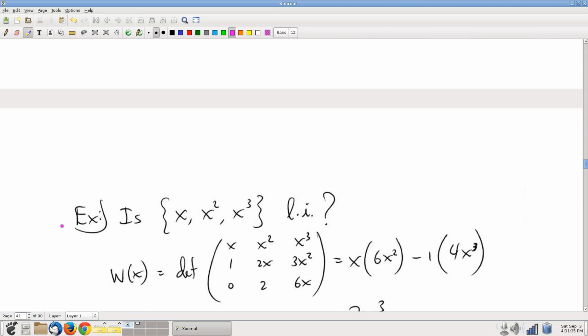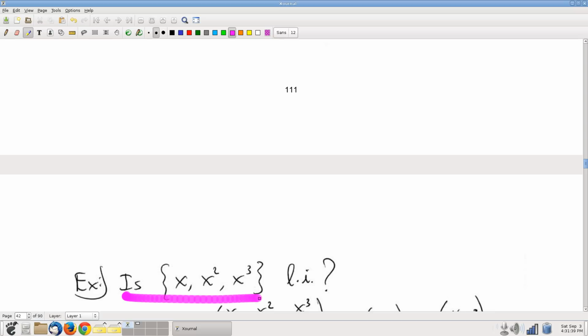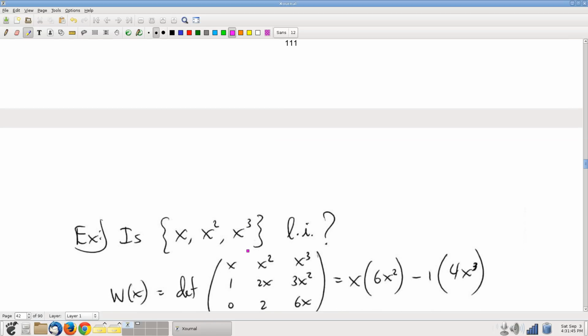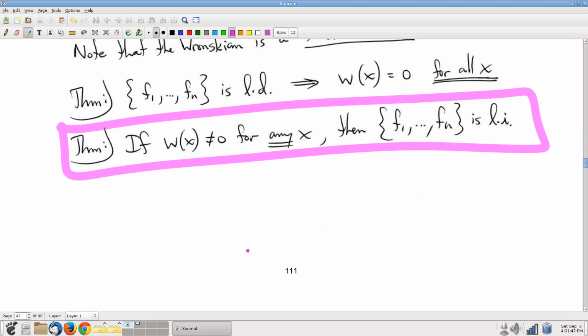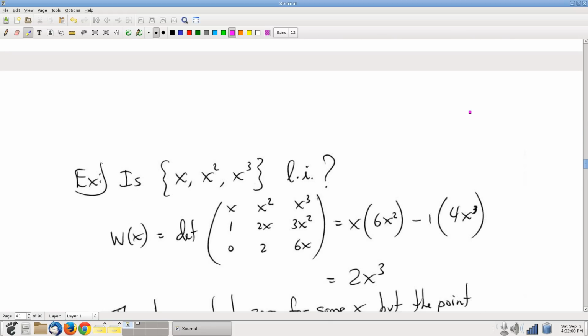So here's an example. There's a list of functions, and I would like to know if that list of functions is independent. Okay, so we're going to compute our Wronskian. Note, this theorem says you've got to compute the Wronskian, find some value of x where the Wronskian is non-zero, and then you get to draw your conclusion. Okay, so let's do that.